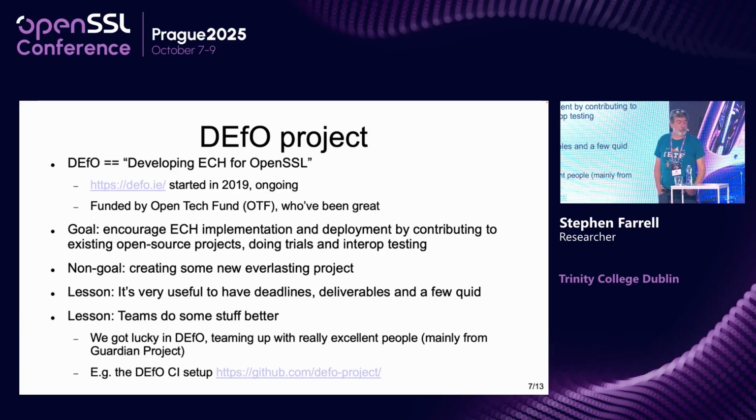So basically, the project's goal was to implement ECH, encourage other people to implement it, do little trials, do interoperability testing, and so on. And a non-goal was we didn't want to create a new project that lives forever. That's an absolute non-goal, which makes it interesting, because we actually want to get rid of the code and move on to doing other things, and then let people who take over this code live with it and prosper.